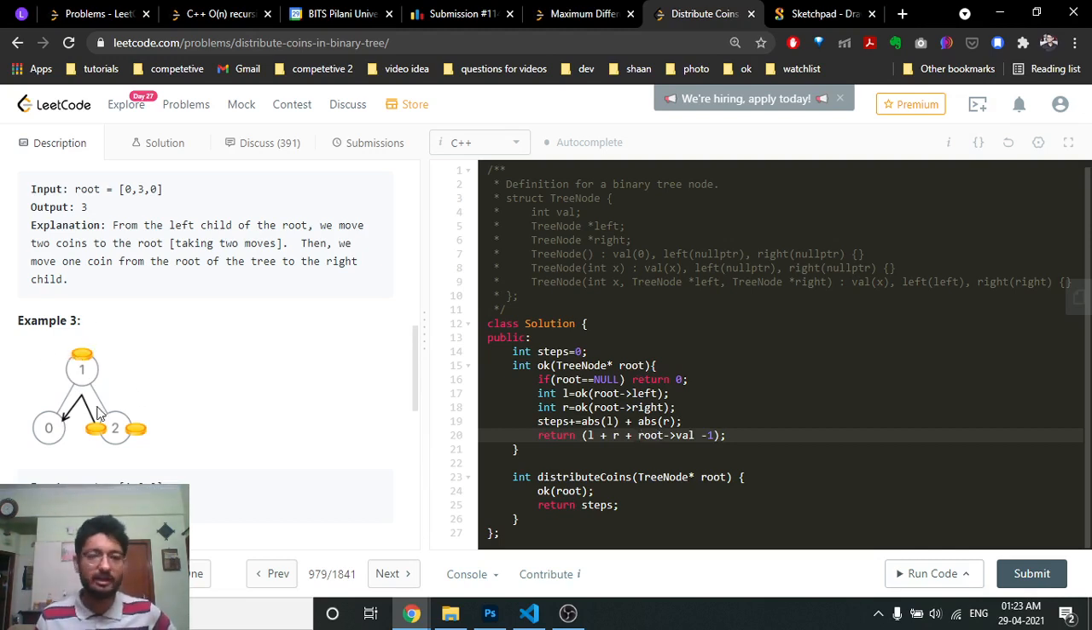So these are the 4 extra coins, and maybe this node has 1 coin extra because it has 1 coin here, and this has -1 coin. So the total is 4, 1, and -1, which is 4. So this will send above that I have 4 coins extra. Okay, and that's the whole logic for this problem.